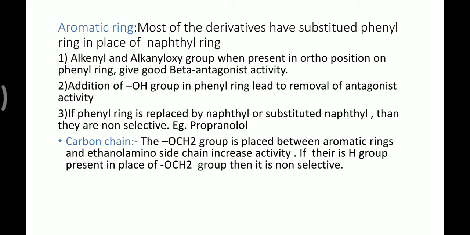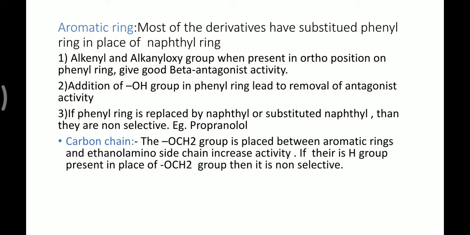Most of the derivatives have substituted phenyl ring in place of naphthyl ring. If alkenyl and alkenyloxy group are present in ortho position on phenyl ring, it will give good beta antagonist activity. Addition of OH group in phenyl ring leads to removal of antagonist activity. If phenyl ring is replaced by naphthyl or substituted by naphthyl, then they become non-selective beta blockers.